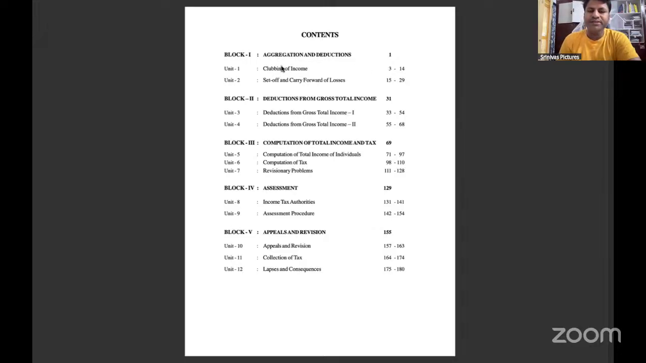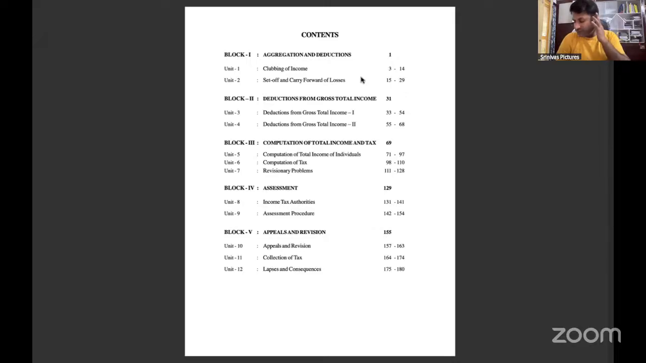Clubbing of income means generally we have the 5 sources of income. First is salaries. Second is house properties. Third is income from business or profession. Fourth is capital gains. Fifth is income from other sources. What does clubbing of income mean? First, we club the incomes within the same heads of income.